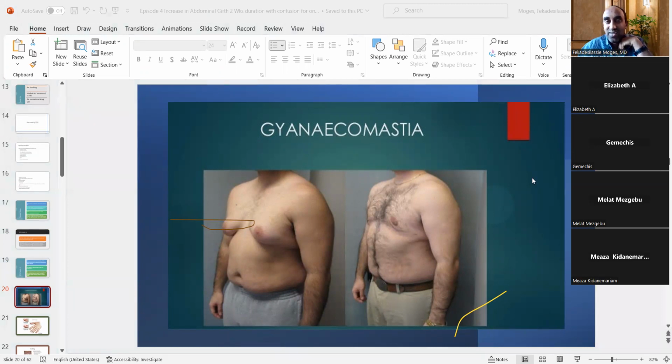Testicular atrophy. Testicular atrophy should also be checked as part of the genitourinary system examination; you have to examine his testicles. That's very important. Thank you so much. So testicular atrophy, you have to examine the testicles. Very good. So what is this? What do you see here?